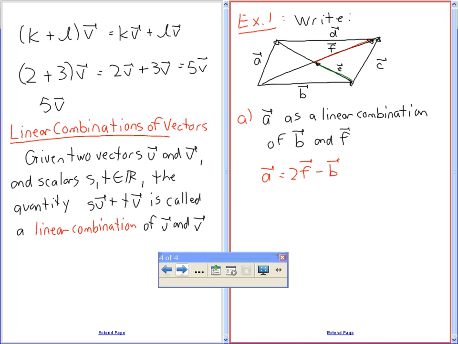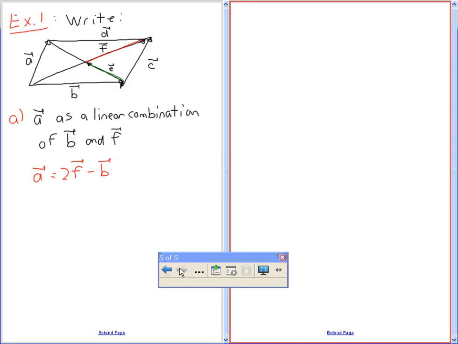Why did you subtract B? Okay, because B is going this way. I just cheated and told you afterwards which direction B was going. If you move the B up here, there's F, and there's 2F, and we're going back there. Oh, that's what I'm trying to say. Oh, okay.